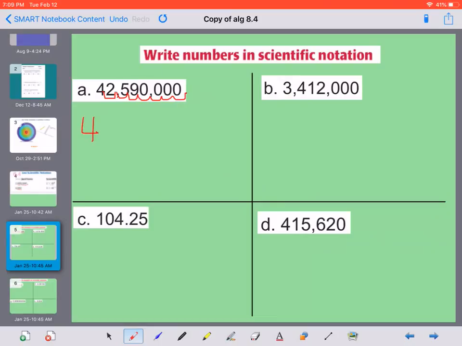So I'm going to write 4. Now our new number is 4.259. I always want to write all of my numbers times 10 to the whatever, how many spaces I jumped. So I jumped 1, 2, 3, 4, 5, 6, 7 spaces. So 4.259 times 10 to the 7th.